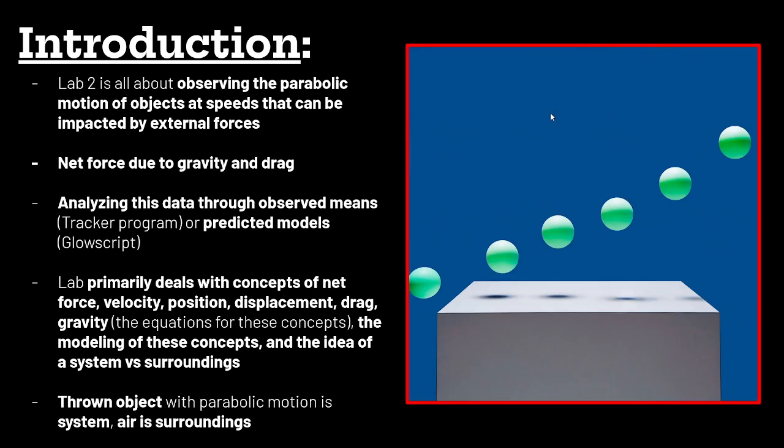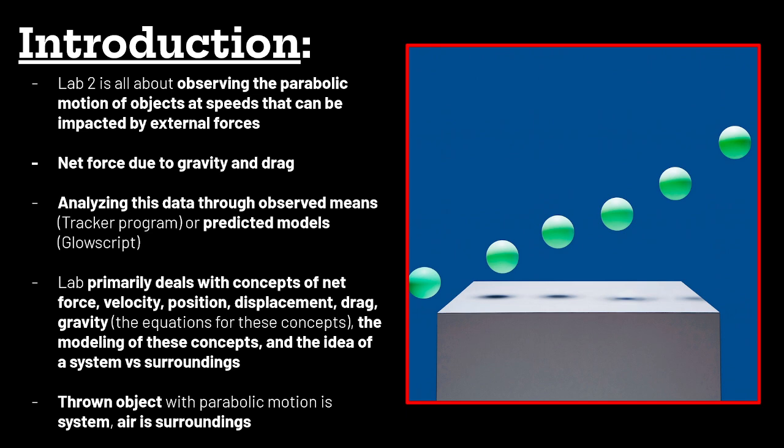Lab 2 is all about observing the parabolic motion of objects at speeds that can be impacted by external forces, so in our case it was gravity and drag, and then we analyze this data through observed means with the Tracker program or with predicted models such as GlowScript code. This lab primarily deals with concepts in net force, velocity, position, displacement, drag, gravity, and then modeling these concepts with two GlowScript models based on drag and no drag.